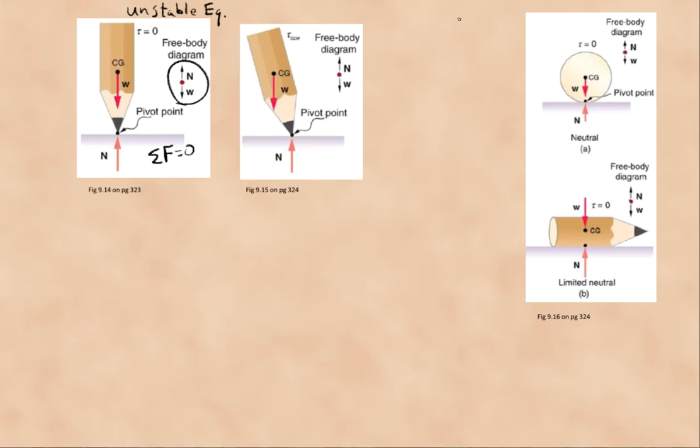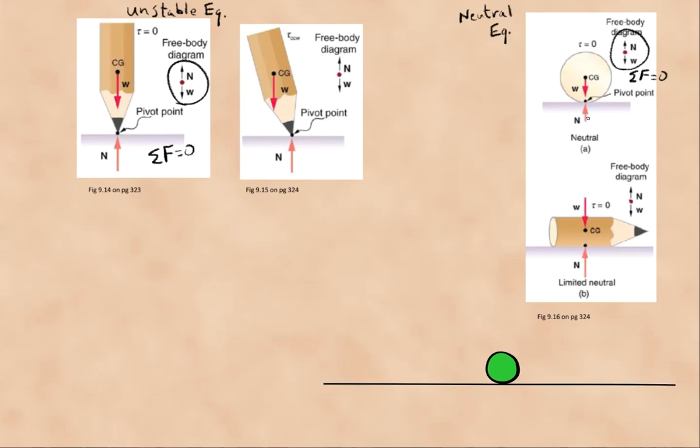The third type of equilibrium is called neutral equilibrium. So again, we have equilibrium. Sum of the forces equals zero, there's no acceleration. But the characteristic that makes this neutral equilibrium is if we displace it a small amount away from this position, it neither returns to the original position nor travels farther away from the original position. This is called neutral equilibrium.